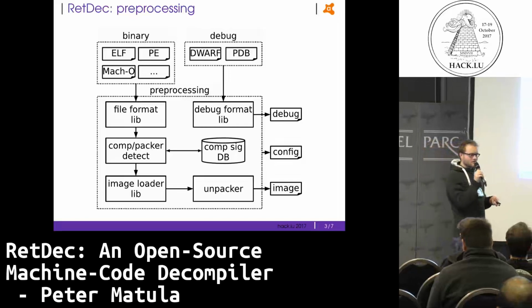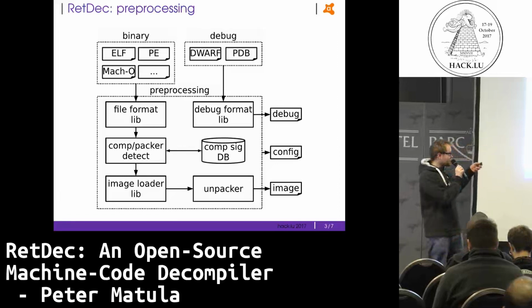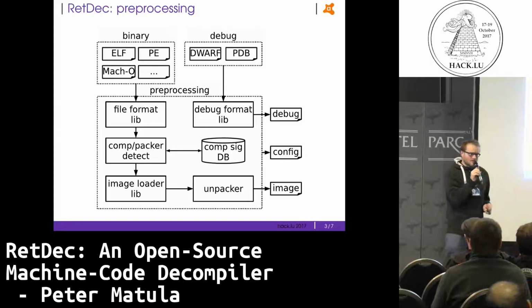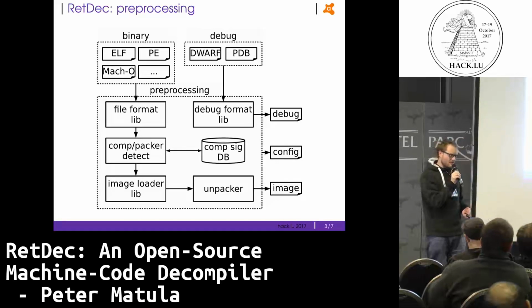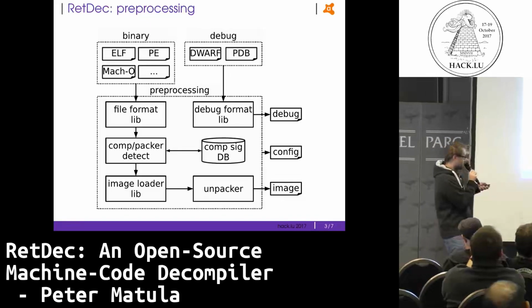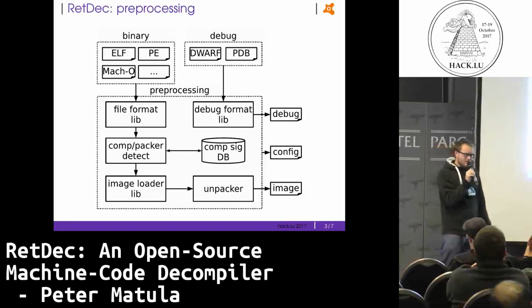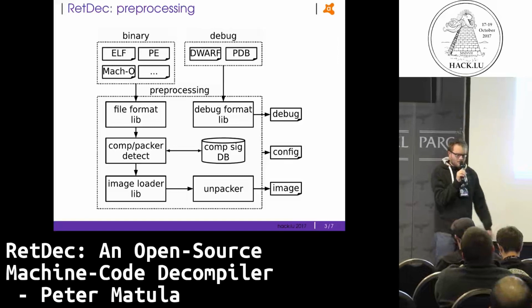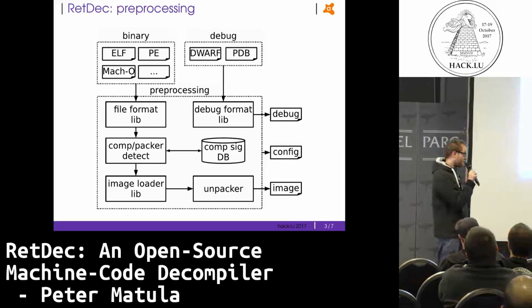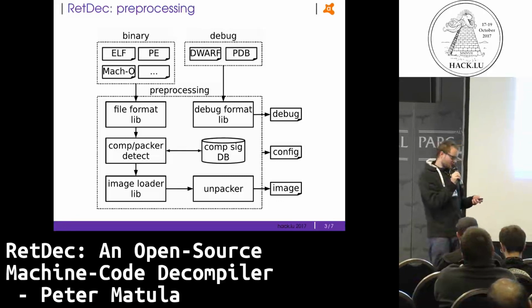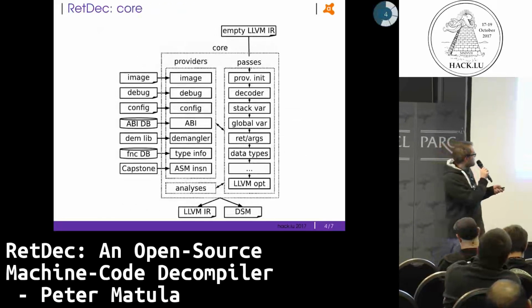We support all the major formats. And then we've got some libraries that can uniformly represent them. So we parse it, and then all the other code just works with the library, and it doesn't matter what is underneath. We also have an image loader library, which tries to simulate statically what the operating system would do and how it would be loaded into memory. There are some other things like unpackers and some signature detection, like YARA, and so on.